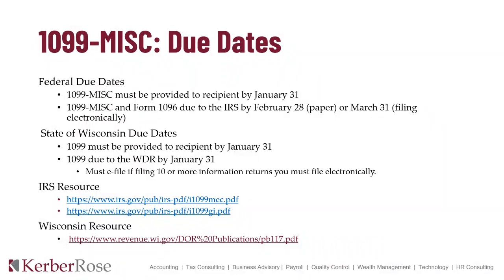And Wisconsin does have a requirement that you must e-file if you have 10 or more information returns. They use information returns in total. So if you had 2 1099 miscellaneouses and 10 1099 NECs, that is going to get you over that 10 filing threshold.